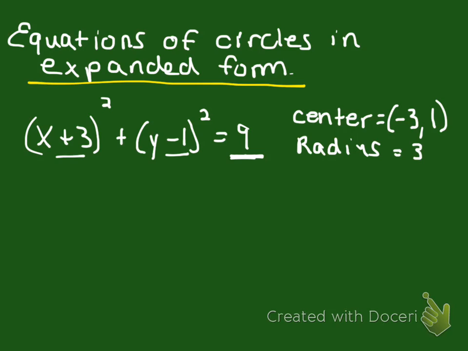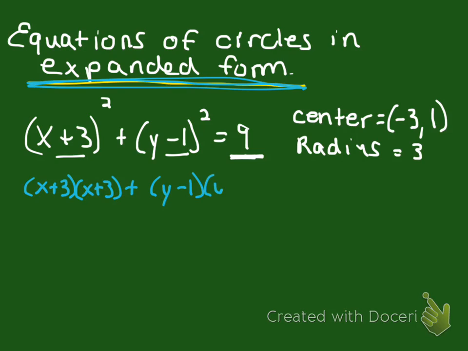Sometimes the equation of a circle can be given in what we call the expanded form, which means instead of these being in parentheses, they would be multiplied out. So let me show you what an expanded form looks like using this equation of a circle. Instead of having just x plus 3 squared, let's expand these out like we would multiply them, y minus 1 times y minus 1, and then let's actually expand them.